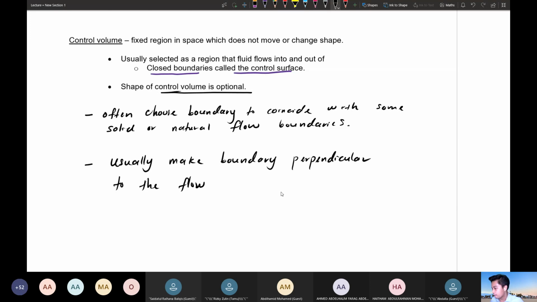Alright, for example, we have the box. Okay, and then we have the flow, for example, from here to here. So how do we choose the control surface or control volume? You can see this is horizontal, so this is perpendicular. Okay, inside here we can choose this as the control volume. Outside here is a control surface.